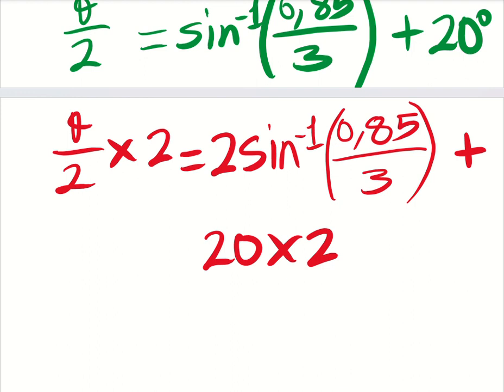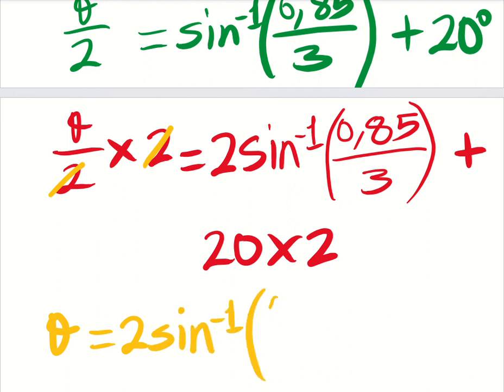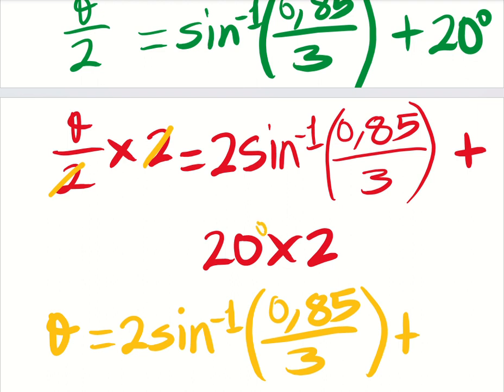Then in this way, what is going to happen is that you're going to have 2 cancelling 2 here, right? So what's left on the left hand side is now theta. So now we've got to the point that we wanted, where theta is by itself on the left hand side. So we make it the subject of the formula. Then on this side, we still have 2, the second function of sine, right? Then in our brackets is 0.85, then over 3. Then plus what? Plus 20 times 2. 20 times 2 will give us 40 degrees.